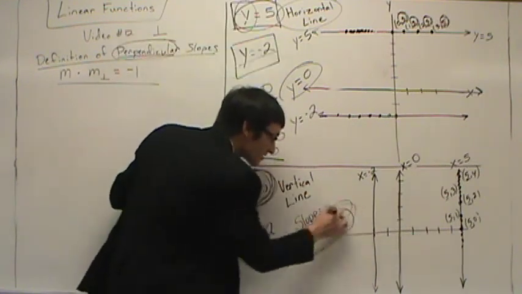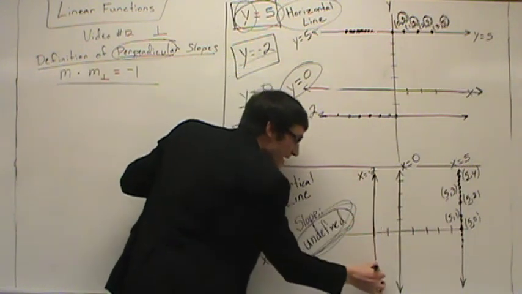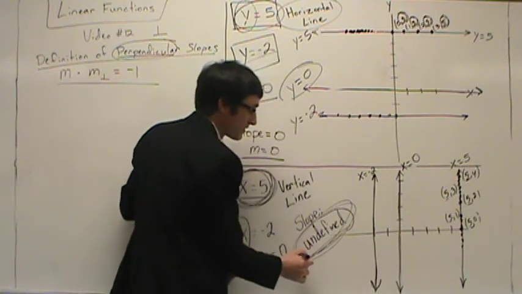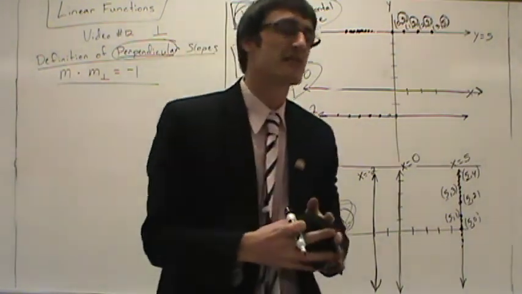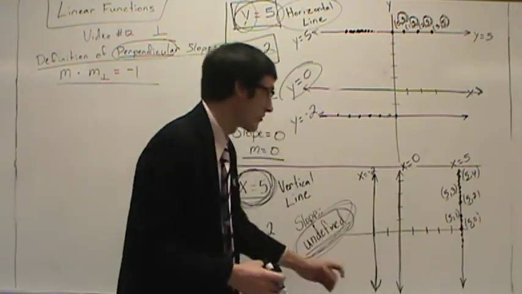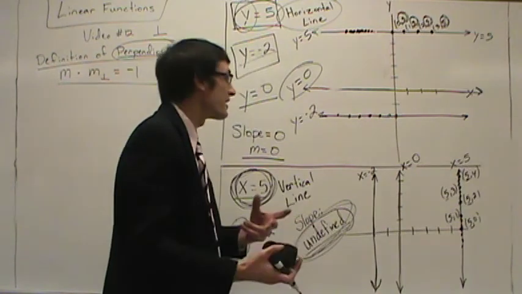Slope is what? Slope is undefined. Vertical lines do not have a slope. This is not a value. This means it does not make sense to talk about a vertical line having a slope. So the slope of a vertical line is what we say is undefined.